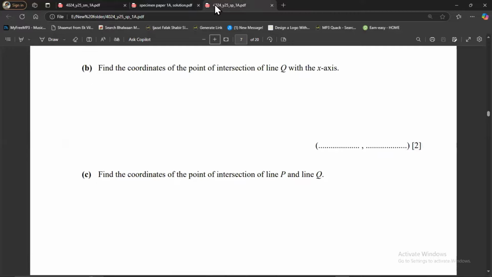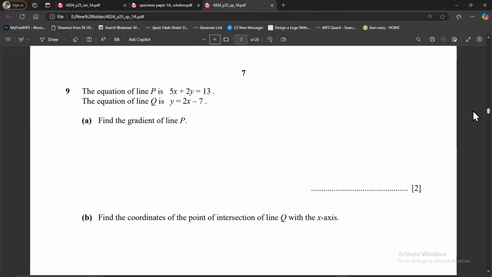Okay, question number 9, B part. He says, find the coordinates of the point of intersection of the line Q with the x-axis. You see, for any graph, any line, when it cuts the x-axis, in its equation we put y equals 0, because on the x-axis the y value is 0. So we have the equation of Q.